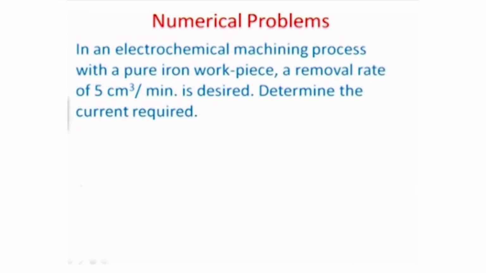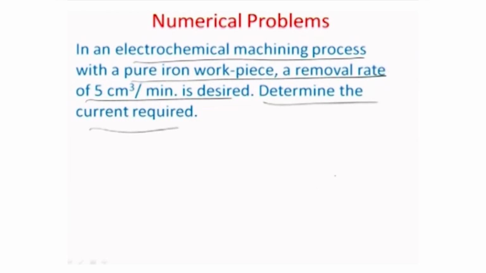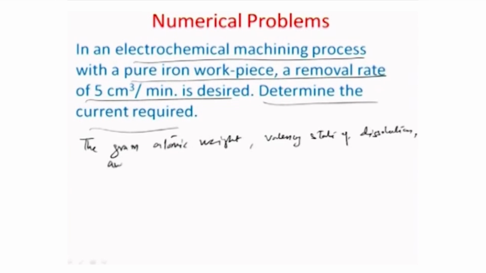Okay. So, to begin with, let us look at an electrochemical machining process with a pure iron workpiece, where a removal rate of 5 centimeter cube per minute is desired, and we will have to determine how much current would be needed in an ECM process for that. So, let us look at the gram atomic weights table. The gram atomic weight, and of course the valency state of dissolution and also the density, come from the standard tables. For iron, because iron is the material to be removed, it comes out to be equal to 56 grams.